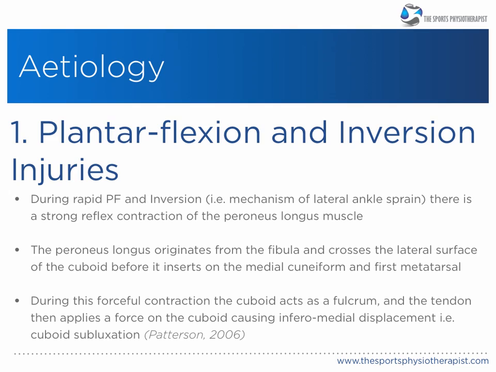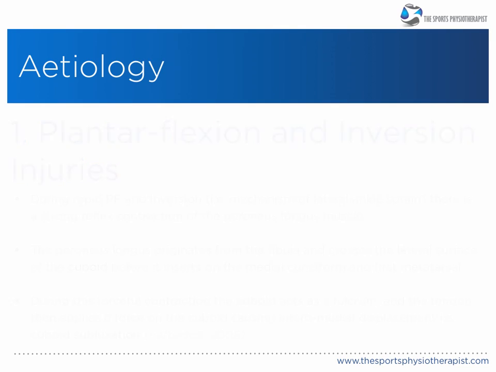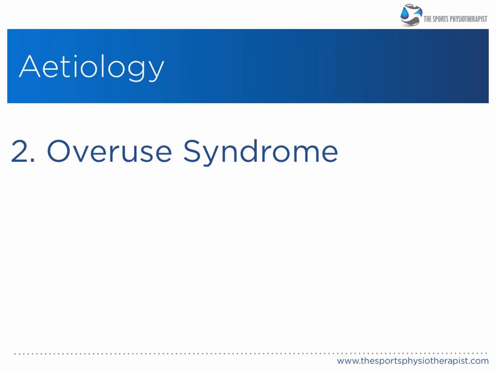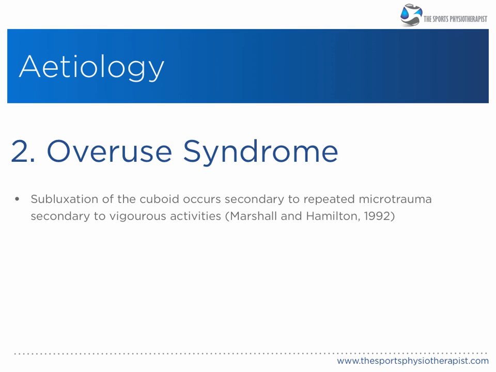During this forceful contraction, the cuboid acts as a fulcrum, and the tendon then applies a force on the cuboid, causing inferomedial displacement, or cuboid subluxation. The second mechanism is an overuse syndrome, where subluxation of the cuboid occurs secondary to repeated microtrauma due to vigorous activities.